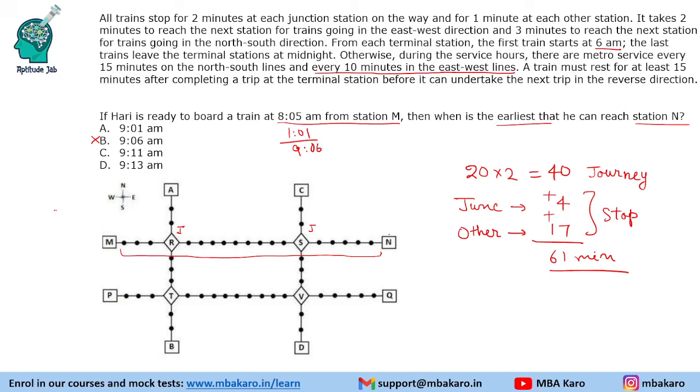The trains will start at 6, 6:10, 6:20. So basically multiples of 10 within an hour. So one train will be here at 8, the next train will be present at 8:10. So he can catch only the train starting at 8:10, and add 61 to 8:10. That will be his reaching time. So although he will reach the station at 8:05, he will start only at 8:10 and will have a travel time of 61 minutes. So he will reach the other station at 9:11 a.m.